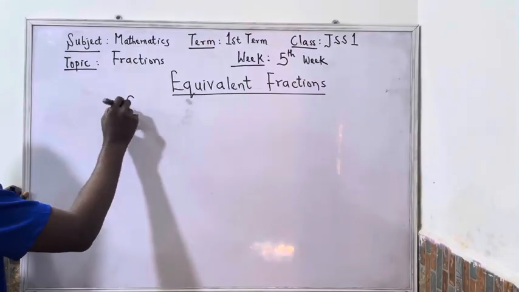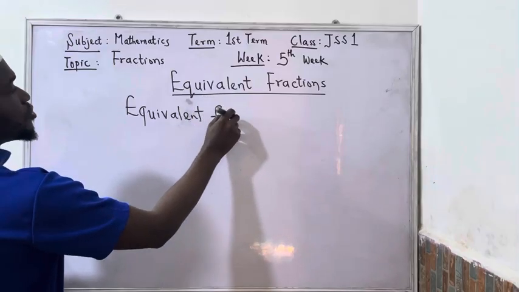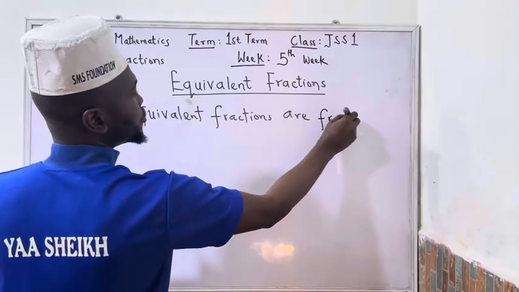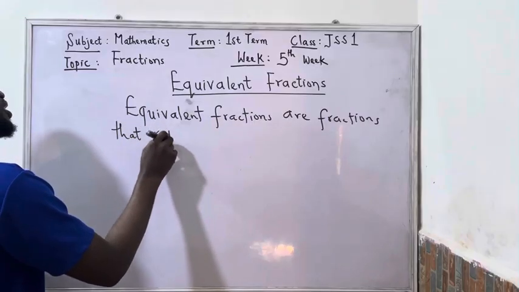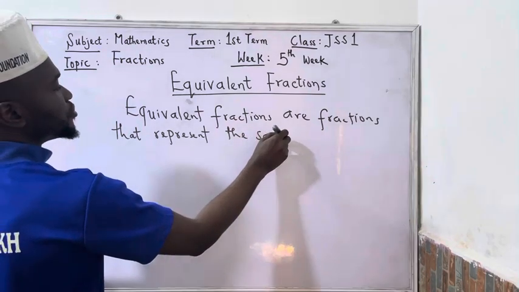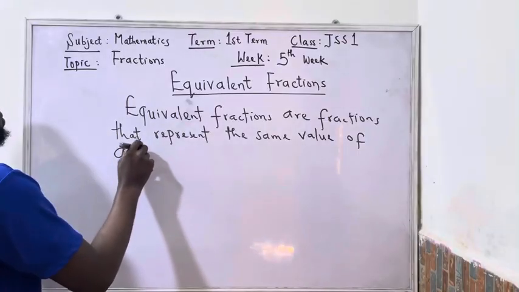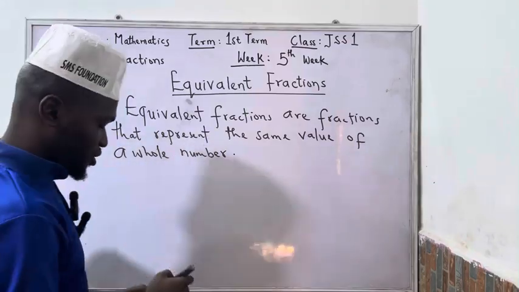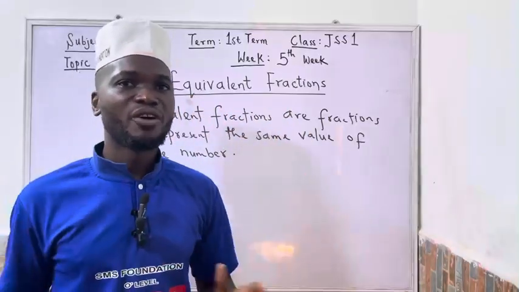So let's say equivalent fractions are fractions that represent the same value of a whole number. So the same value that represents the same value of a whole number. In short, fractions that have the same value.